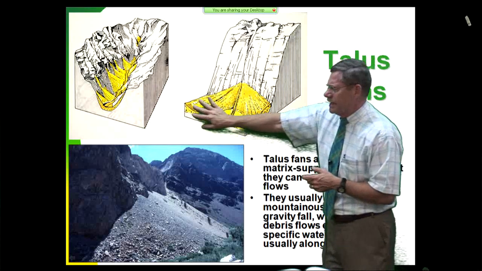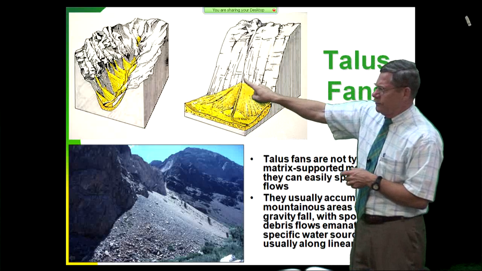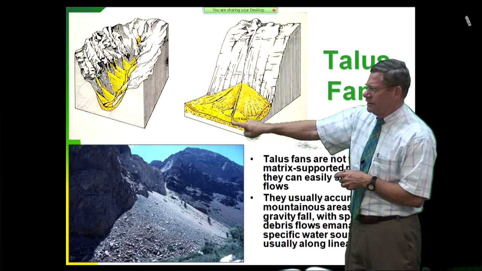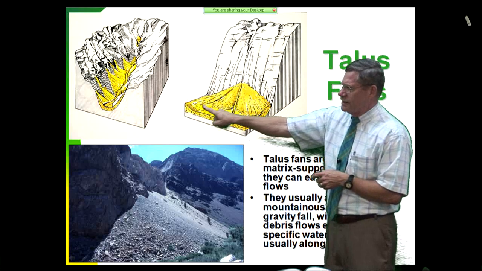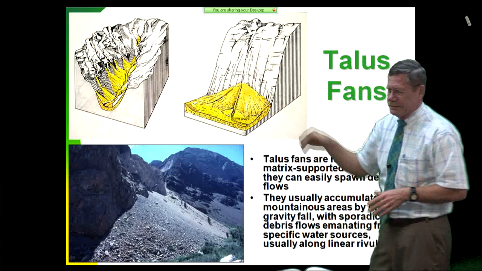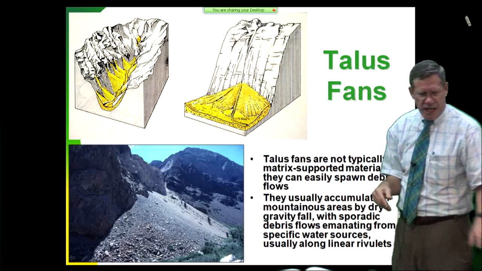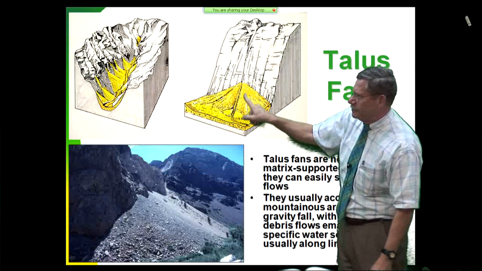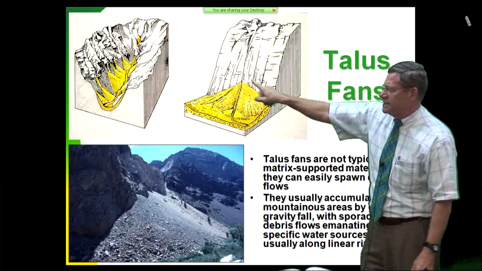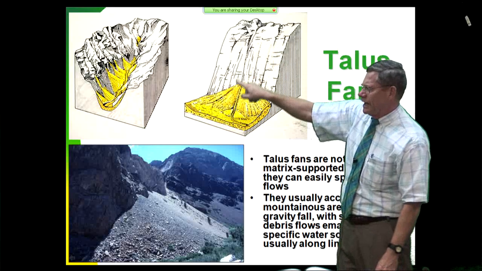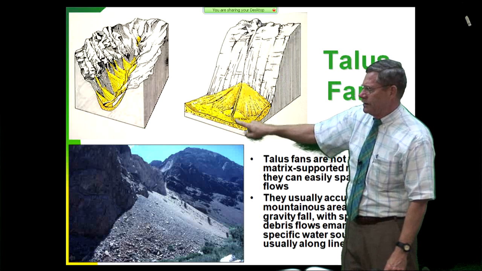In fact, if you look at talus fans, you can usually see real beautifully developed debris flow tracks in them that look like little miniature glacier U-shaped channels that are cut into them coming down. But it has to have a point source of moisture to get enough water to accrete to create that.